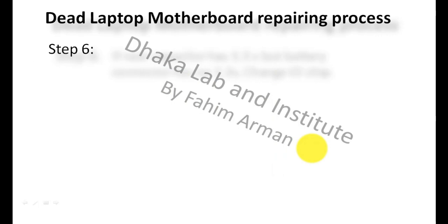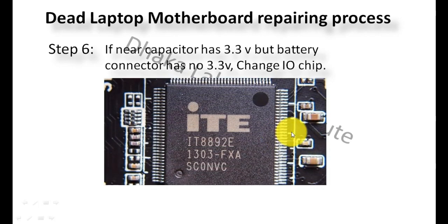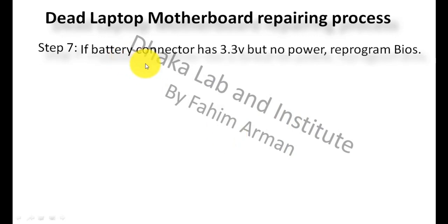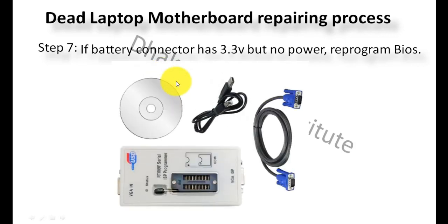Step 6. If near capacitors of SIO have 3.3 voltage but battery connector has no 3.3 volt, then dry solder your IO chip. If not okay, then change IO chip. Step 7. If battery connector and power button have 3.3 volt but still there is no power, solder out your EC BIOS and reprogram your BIOS. Then that problem will be solved.